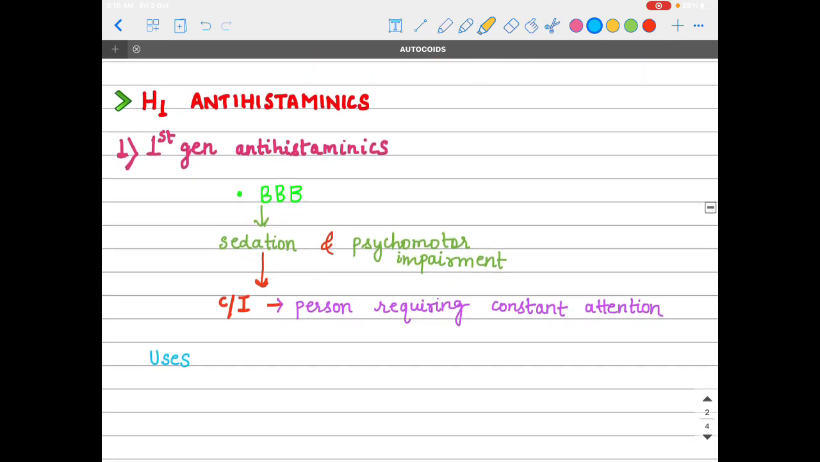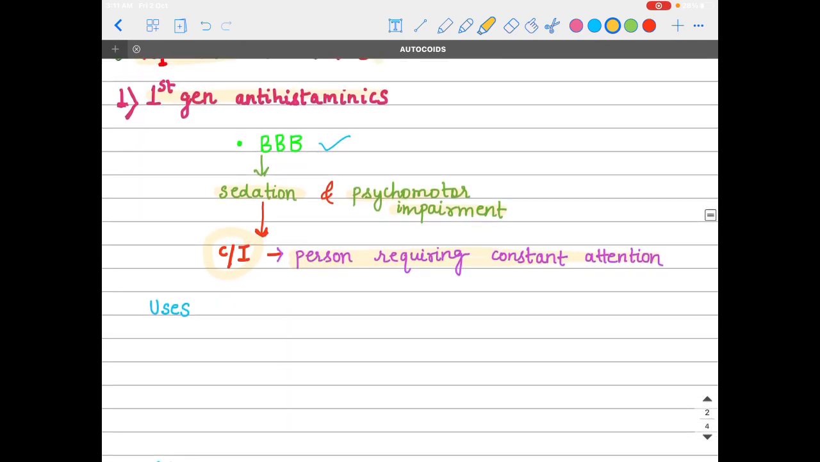Now, let's move towards H1 antihistaminics. They are divided into two groups, first gen antihistaminics and second gen antihistaminics. First, let's take first gen antihistaminics. They can cross the blood-brain barrier, so they can cause sedation and psychomotor impairment. That is why they are contraindicated in people requiring constant attention, for example, truck drivers.